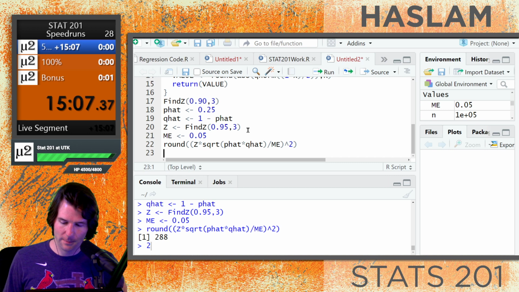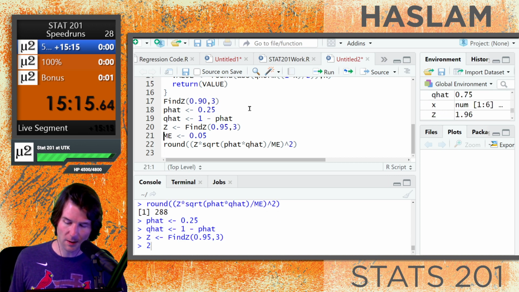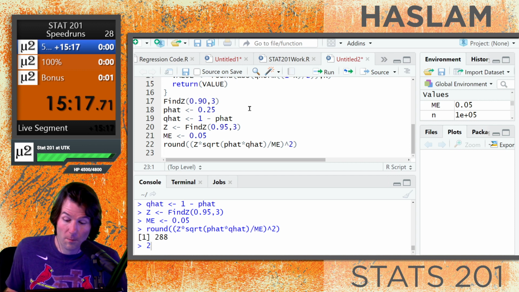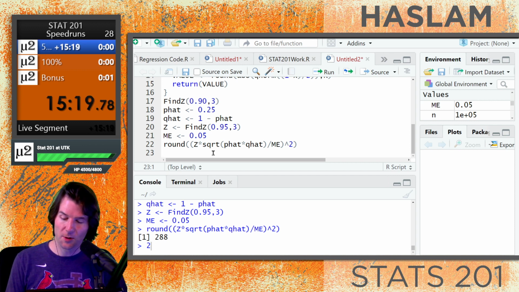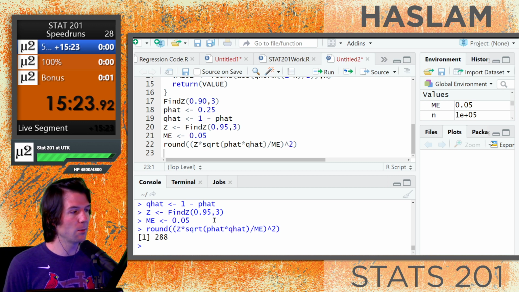Let me think about that. Something seems weird about that. 5% is pretty wide. 95%. That seems weird. I feel like something is off. 95%. 5% margin of error is pretty wide. Yeah, mine was like a 98%.